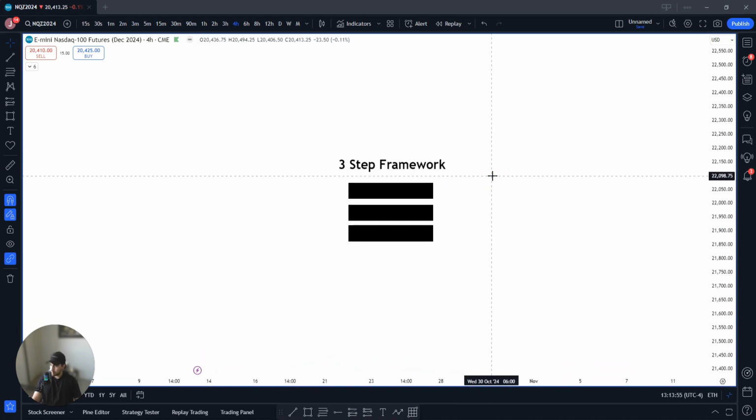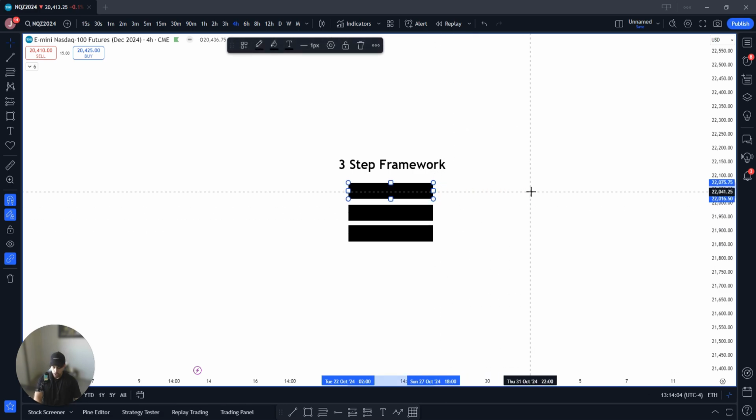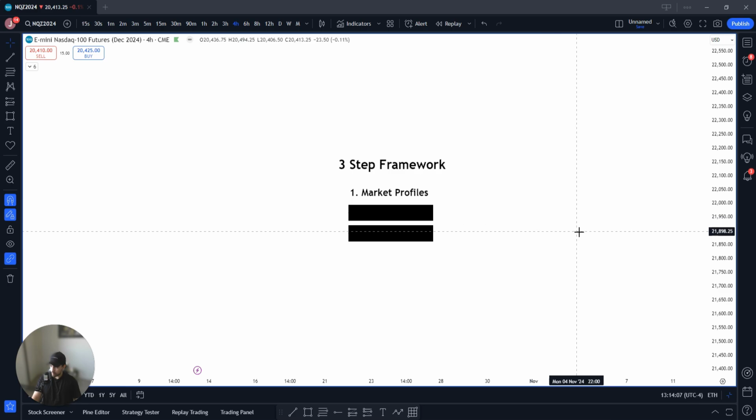So the best way, in my opinion, to approach and to apply his concepts is learning this first step, because everybody learns it from bottom to top, and we're going to go from top to bottom. So the first thing that you guys want to learn, in my opinion, is going to be market profiling. These market profiles. What am I talking about? What do I mean by these market profiles, right?